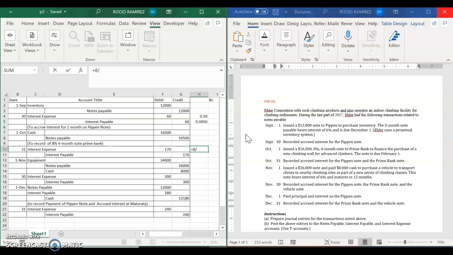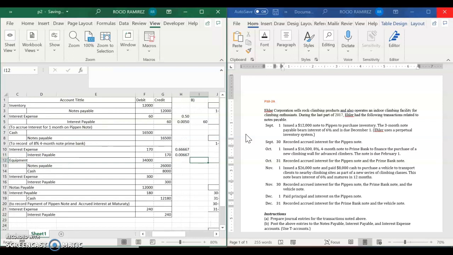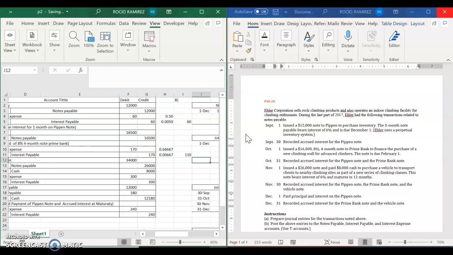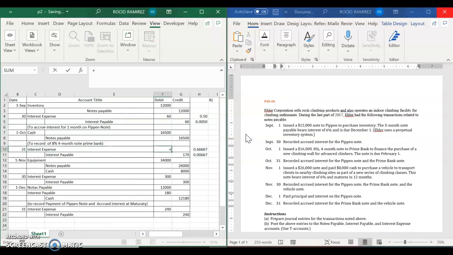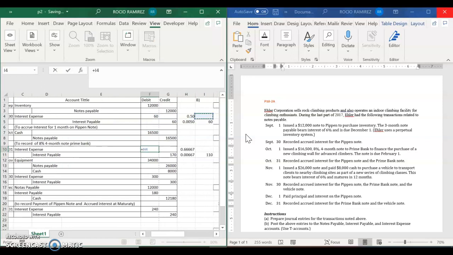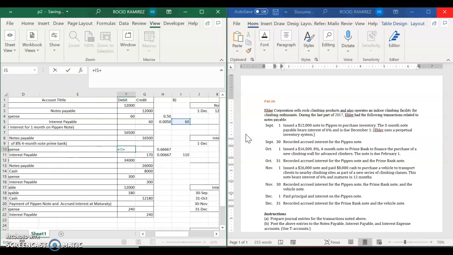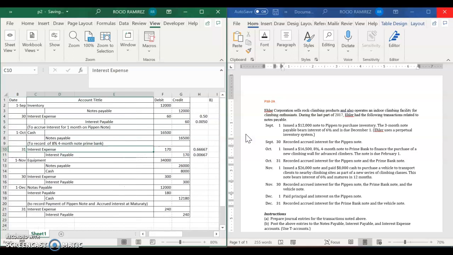It is 8 percent divided by 12 because it's annual. Then I'm going to divide this amount by 100, and then I'm going to multiply. I do it this way because I think it's easier, I don't know, for me. And I'm going to multiply this by the notes payable amount, so it's 110. And I'm going to sum the interest for the Pipen note plus the interest for the Prime Bank note. So we had 117 interest expense, and interest payable is going to increase our liabilities because we still owe the interest.